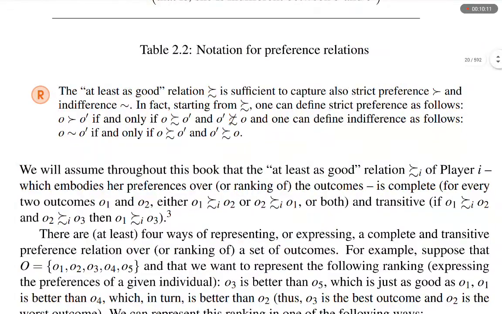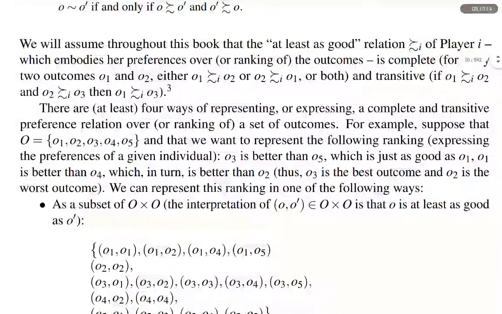There are at least four ways of representing or expressing a complete and transitive preference relation over, or ranking of, a set of outcomes. For example, suppose that the set of outcomes O is {O1, O2, O3, O4, O5}, and that we want to represent the following ranking expressing the preferences of a given individual. O3 is better than O5, which is just as good as O1. O1 is better than O4, which in turn is better than O2. Thus, O3 is the best outcome, and O2 is the worst outcome.